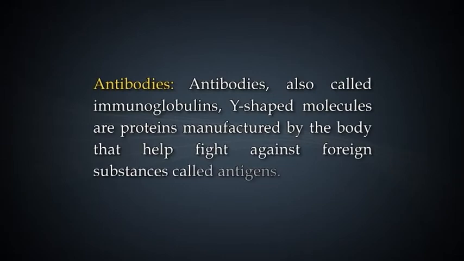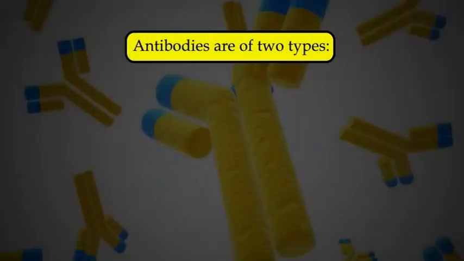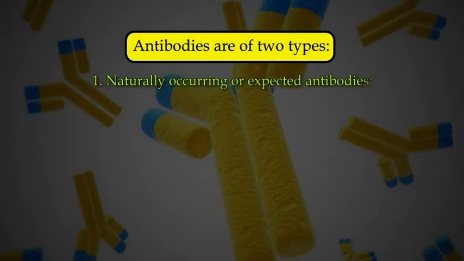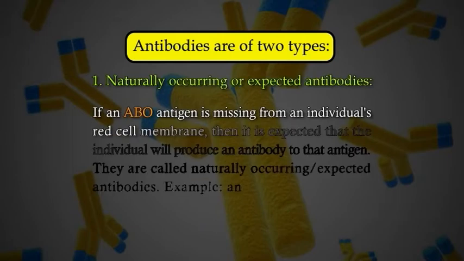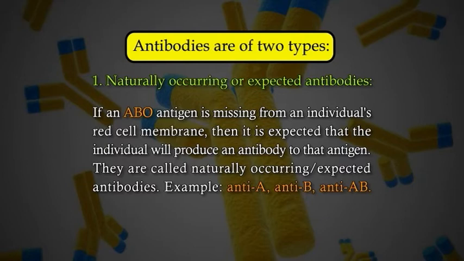Antibodies. Antibodies, also called immunoglobulins, are Y-shaped molecules, proteins manufactured by the body that help fight against foreign substances called antigens. Antibodies are of two types: naturally occurring or expected antibodies. If an ABO antigen is missing from an individual's red cell membrane, then it is expected that the individual will produce an antibody to that antigen. They are called naturally occurring or expected antibodies. Examples: anti-A, anti-B, anti-AB.